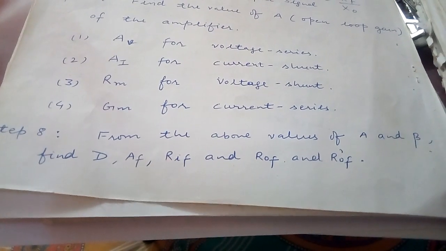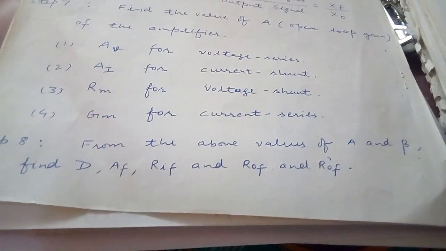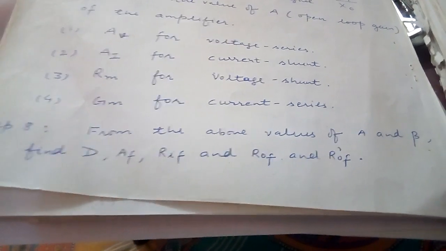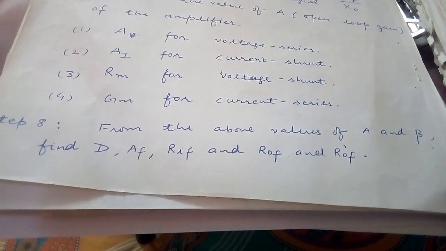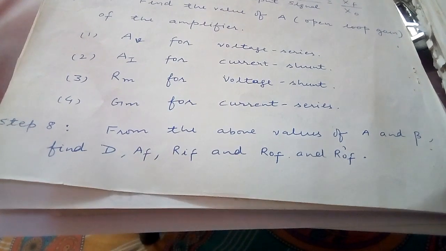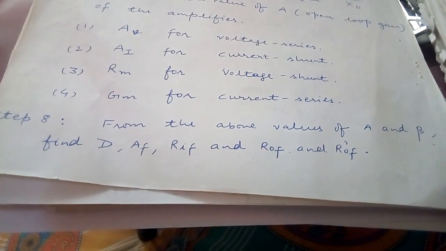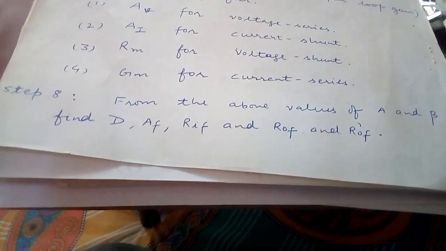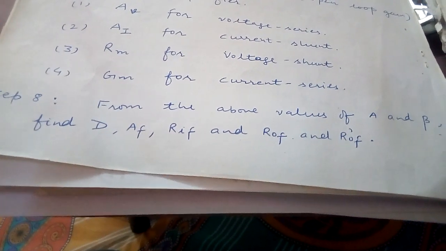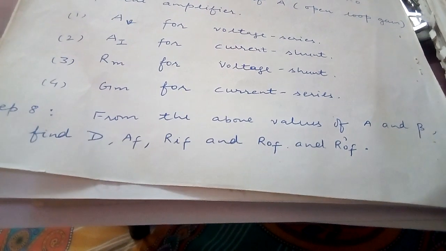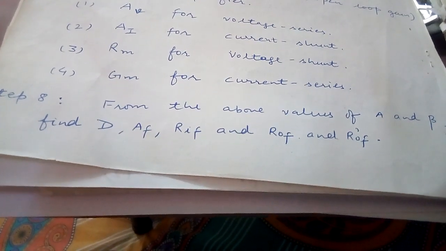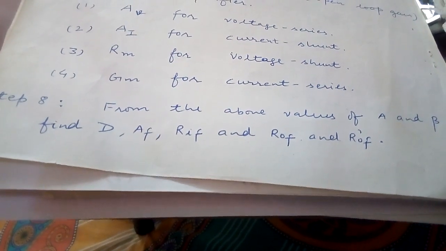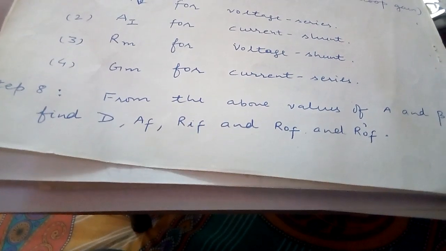Well, in step 8, now from the above values of A and beta, we'll find D, AF, RIF, and ROF dash. Means up to step 7 we have found or calculated all the values we may need in our step 8. With the help of those values of A and beta, we'll find first D. What is D? D is basically the sensitivity, equal to 1 plus A beta. AF we already know, AF is A upon 1 plus A beta.